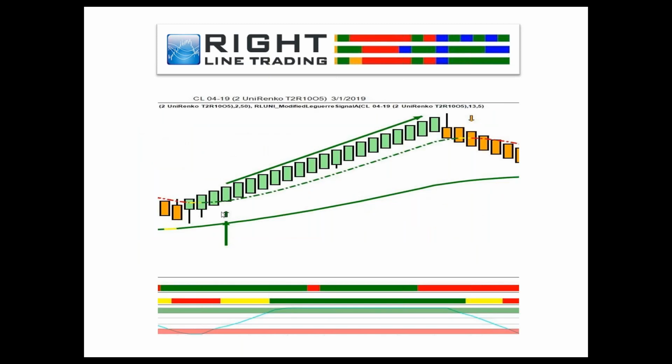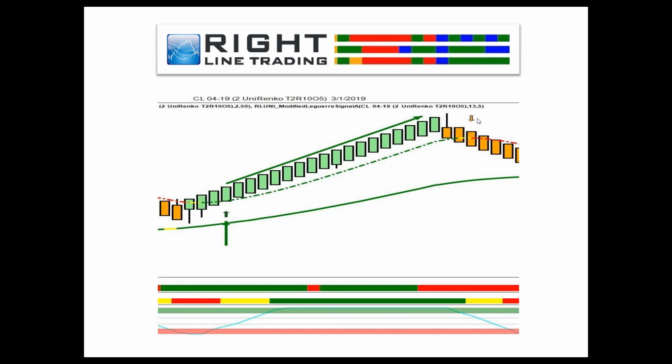Now here's, I didn't mark it, but this is number one. There's the arrow. This is crude. There's the Laguerre line crossing the 20. This is not an arrow I drew on here. This is an arrow that occurred intra-candle and printed on the chart by the software. And your entry is one tick above the close, and you can ride this up all the way.